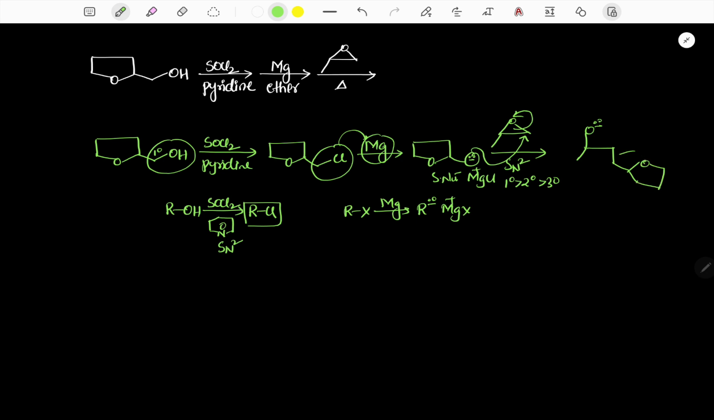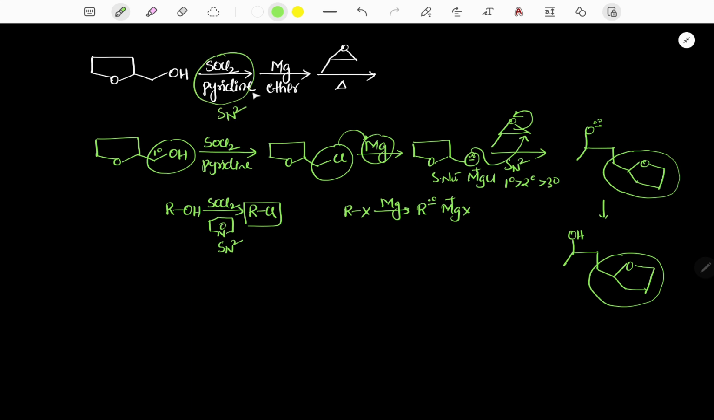So this is our added nucleophile. After acidification, finally it gives the corresponding alcohol. So it is a nucleophile added through the SN2 mechanism. So the first one is an SN2 reaction, the second one is Grignard formation, and the third one is again an SN2 reaction.